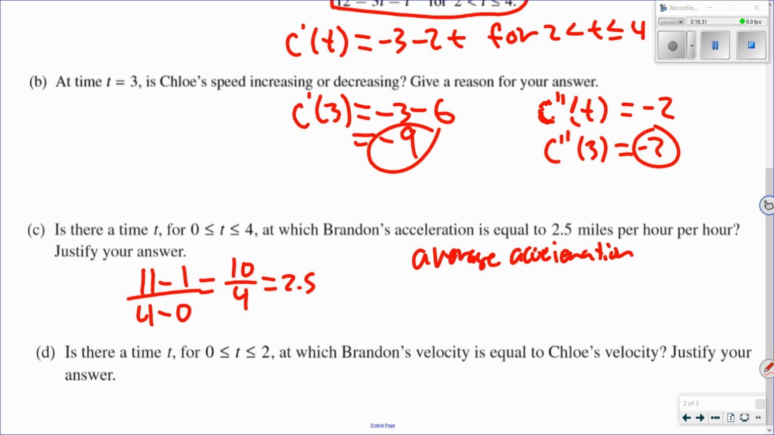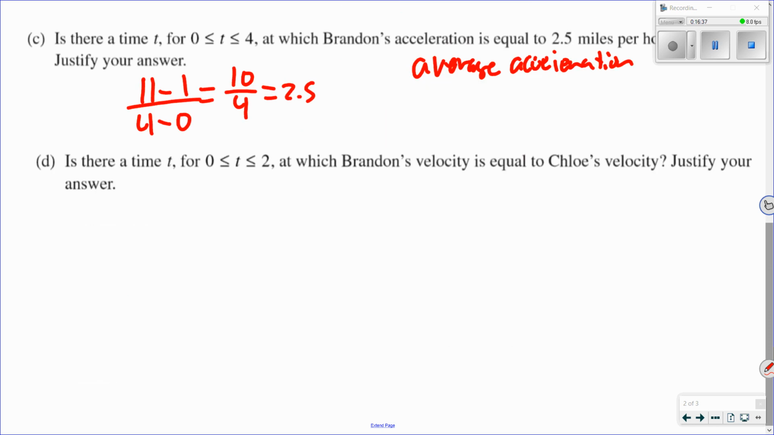All right, D. I thought D was a tricky one, and I justified it, and I stand by my answer. It's a little bit different than the way the AP answer key does it. The question says, is there a time t between 0 and 2 at which Brandon's velocity is equal to Chloe's velocity? Justify your answer. So what I said was, we know they're both continuous functions. If you read up above, it says they're both differentiable.